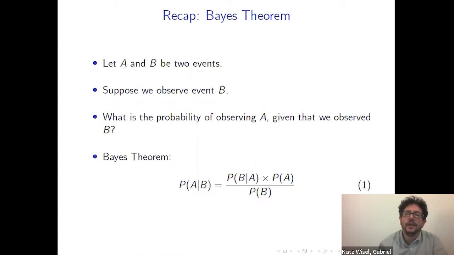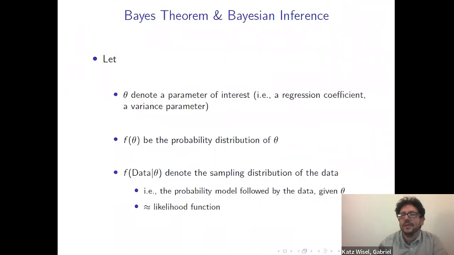So in the context of Bayesian statistical inference, we're going to start from a parameter like theta, from which we want to draw inferences. This parameter is a random variable and thus has a certain distribution, which is denoted by f(theta). And in addition to that parameter and its distribution, we're going to have data, and we're going to denote by f(data | theta) the sampling distribution, or roughly the likelihood of the data, right?